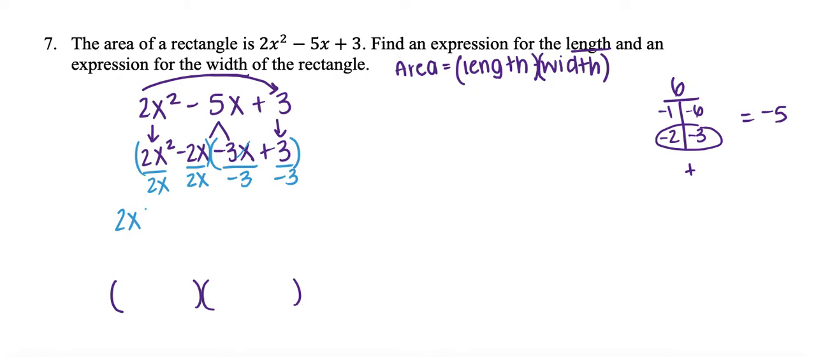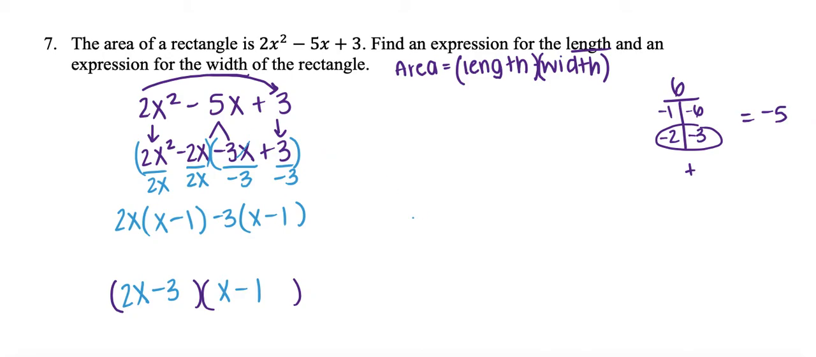And so when I take out that GCF, I have 2x. And then 2x squared divided by 2x is just x. Negative 2x divided by 2x is minus 1. I'm going to take out my GCF, negative 3. And then when I divide that out, I also get x minus 1. And so then I get the answer of 2x minus 3, x minus 1. And so that's my length and my width.